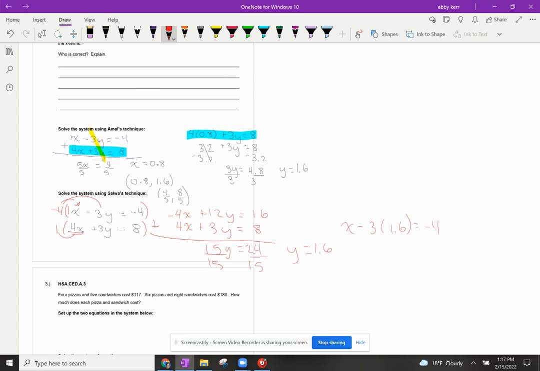Three times 1.6 gets you 4.8. Add this. So x equals 0.8. If you kept it a fraction, you're going to get 4 over 5, comma 8 over 5.